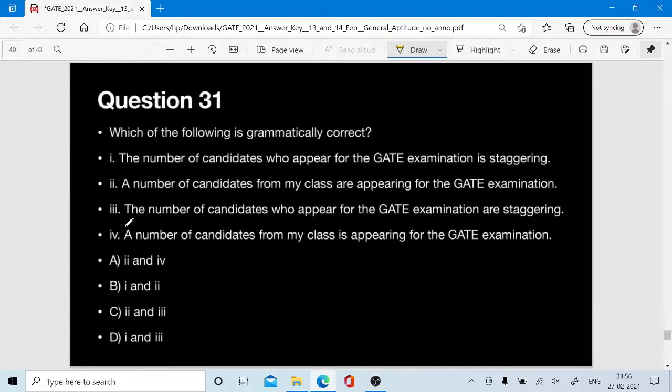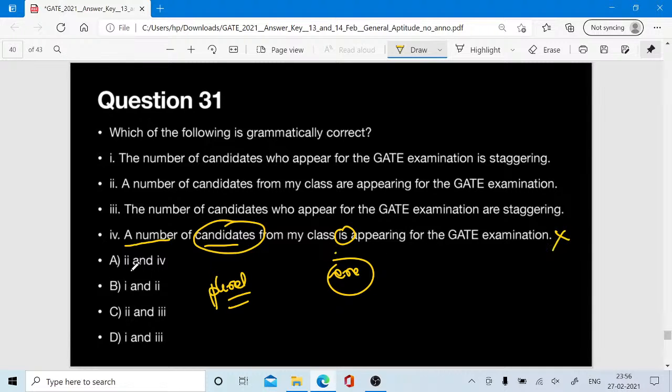Which of the following is grammatically correct? See, the fourth one is entirely wrong. A number of candidates, plural, are appearing for the GATE examination, it should be, right? How can it be is? So the fourth one is wrong. So A is entirely wrong here.